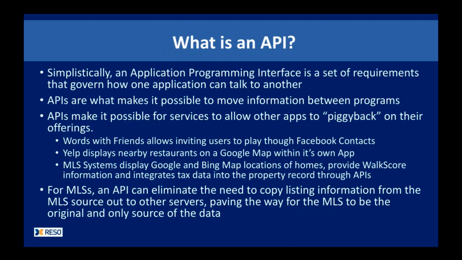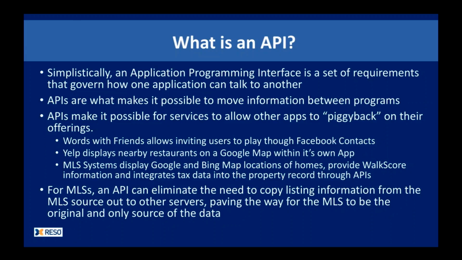APIs have been out for many, many years, although we don't hear about them very often because they're usually behind the scenes. Simplistically, an API is an interface, a set of requirements that govern how one application talks to another. If you look at the acronym Application Programming Interface, you have a program that helps multiple interfaces talk through multiple applications. APIs are what make it possible to move information between programs. Essentially, in our industry, that means moving MLS data between the software that brokers, agents, and MLSs use.